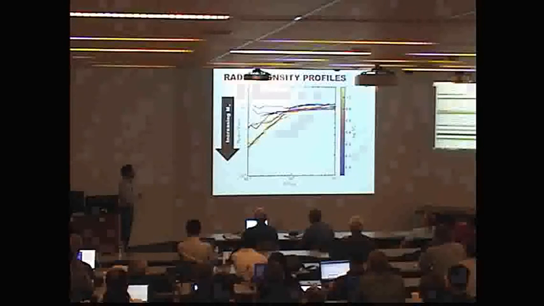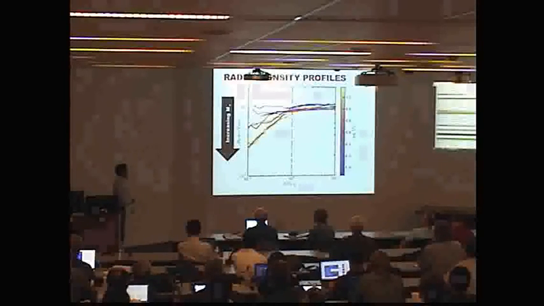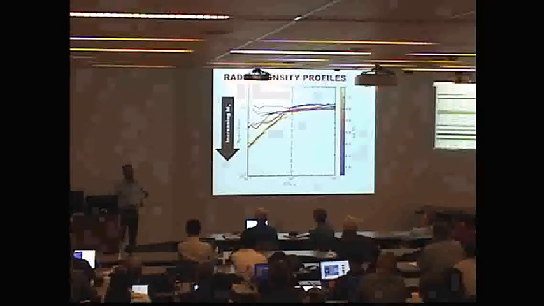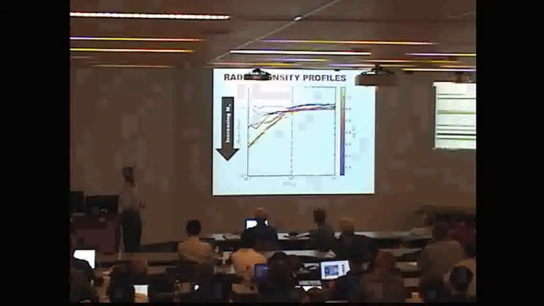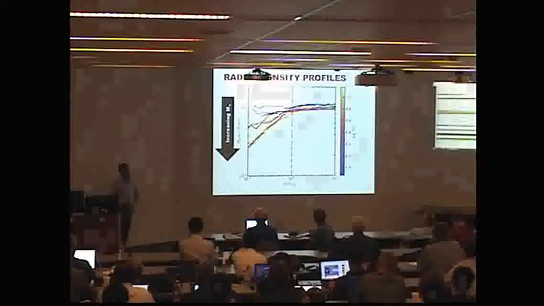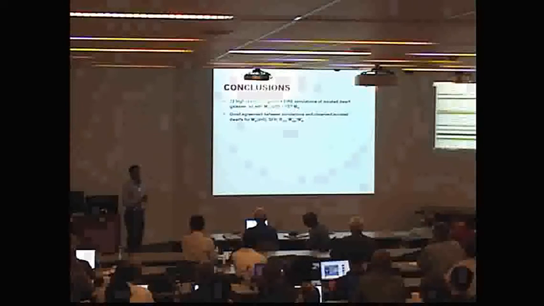But as we increase M star, we're noticing a larger and larger reduction in the central density profile. And this reduction seems to extend out to the half-light radius. This seems to be a marker for where we're going to see this deviation from the dark matter only profile. And so I'll just skip over these and focus on my conclusions.